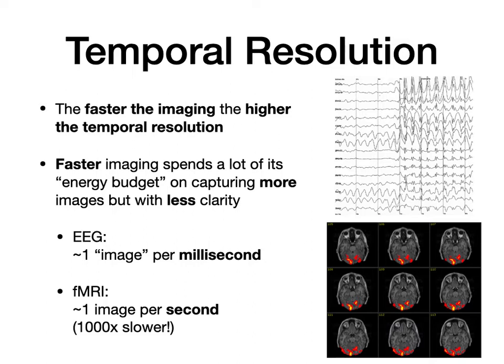EEG has terrible clarity when it comes to saying, here's a picture of the activity in your head, right? But it gets about 1 image per millisecond. That's amazing. That's 1,000 per second compared to fMRI, which has great voxels. It locates activity in 3D space in the head, which is fantastic, but it's 1,000 times slower than EEG.